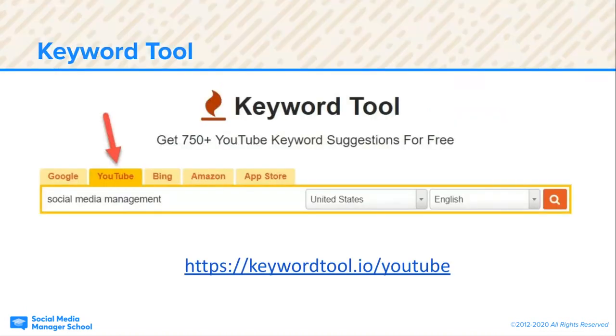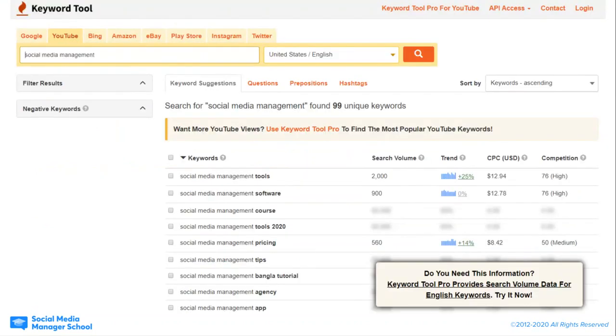The next category is keywords. Now, you might already have a keyword tool that you use. If you don't, you might want to look at this one. It's really great. There is a free part and a paid part to this tool, and they have a YouTube tab, which is awesome. So instead of just getting keywords for Google or Amazon, you can get it directly for YouTube. And when you put in, for example, I put in social media management here, now you can see all of these related keywords. Now, they don't give me all of the data for all of them because this is the free side of it.